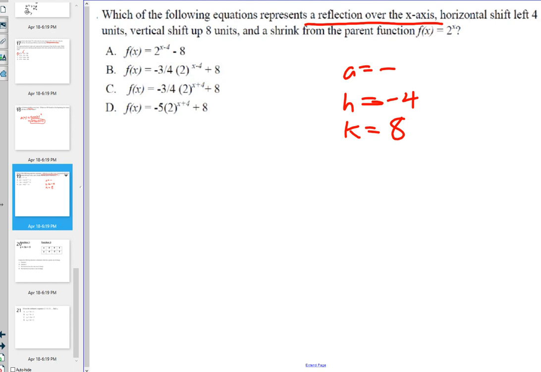Okay, so they don't tell you what the shrink is, but it's multiple choice. So only A and D do not have compressions. Both B and C do, and they both have 3/4. So then that is the only difference, that sneaky little H. If H is -4, the one that has a positive there is C.